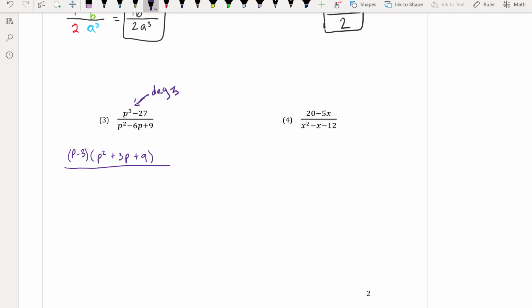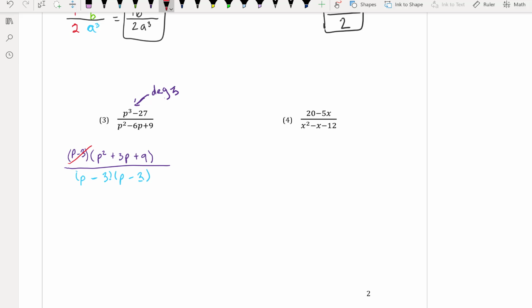Now I want to factor my denominator. So when I factor my denominator, I know that I'm going to have 2 parentheses. P times p is p squared. To give me 9 is going to be 3 times 3. Now if I want the middle to be negative 6, then it would be negative 3 and negative 3. And negative 3 and negative 3 is negative 6. Negative 3 times negative 3, a negative times a negative is a positive.